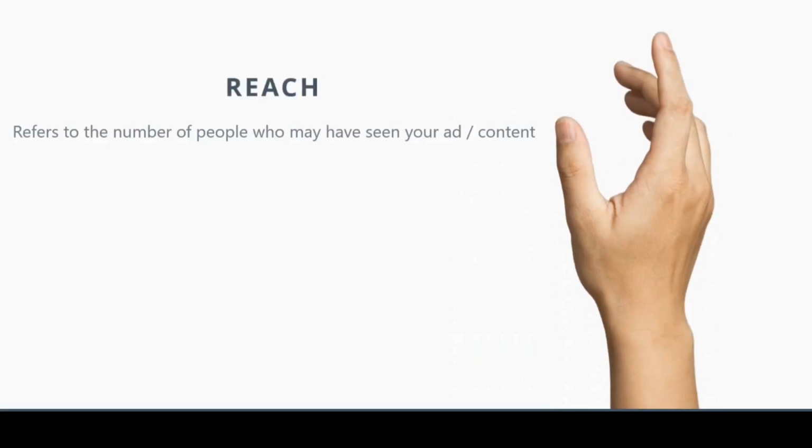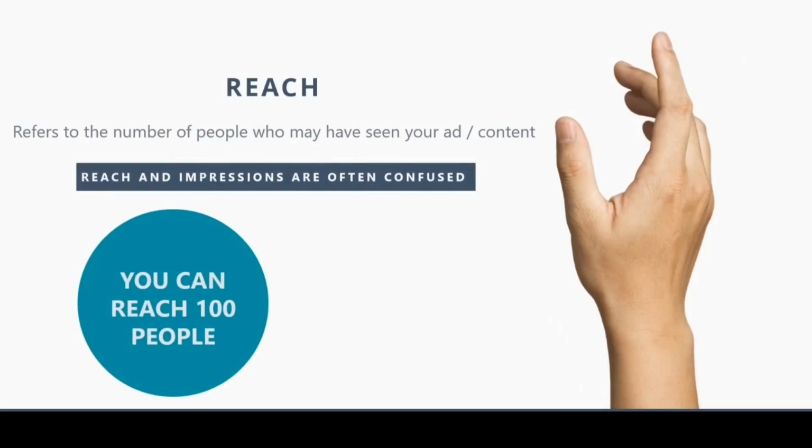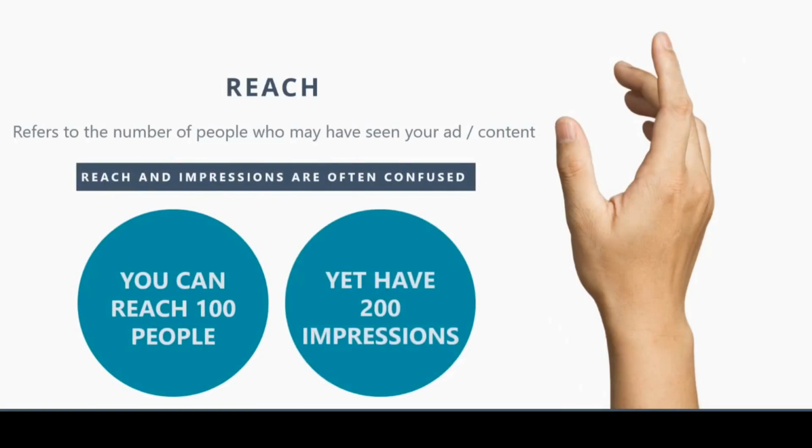Reach refers to the number of people who may have seen your ad or content. So now we're removing the focus from the ad and putting it on the person who's seeing the ad. Reach and impressions are often confused. You can reach 100 people, yet have 200 impressions. What that means is that, on average at least, every person of those 100 people saw your ad twice. So you received 200 impressions, but you only reached 100 people. I hope that makes sense.